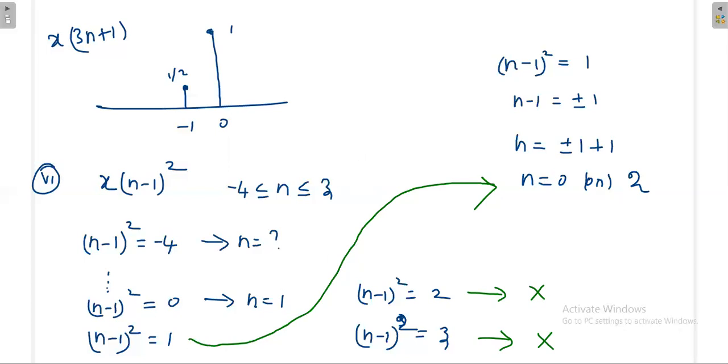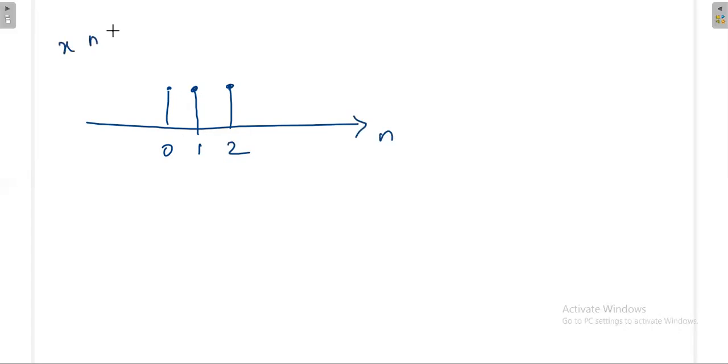Okay, so once you map that, you'll get the diagram like this. What is originally available at n is equal to 0 will be mapped to n is equal to 1. Again, what is originally available at n is equal to 1 will be mapped to n is equal to 0 as well as n is equal to 2. This is the final answer for x of (n minus 1) whole square.